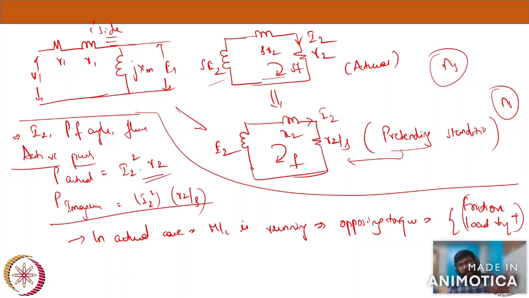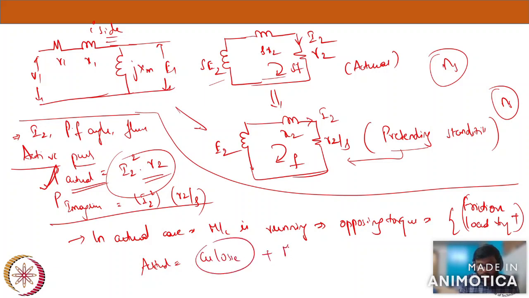Locally you have this I2 square R2 losses, but on the shaft you will have the total motor power, which is utilized there as mechanical power. So these two powers are combined and supplied by the stator in the actual motor case. That's why, in the actual case, my motor's stator has to supply for the copper losses locally and also for the mechanical losses, because the motor is running there.